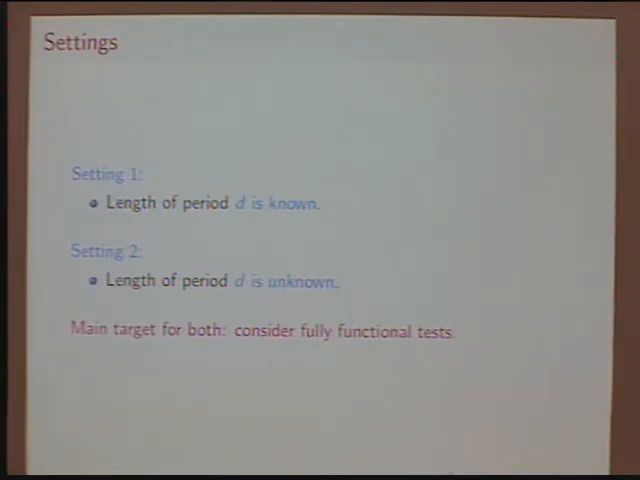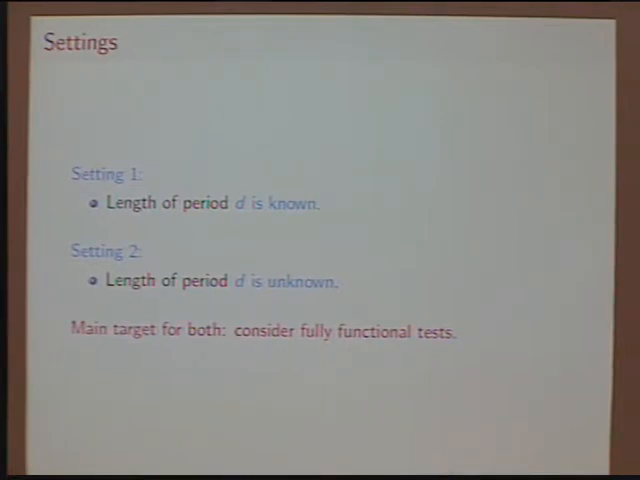And there are two things that we should look at. The first thing is two general settings. The first setting is when the period d is known. This was a first paper which is already published. I will just mention one result, but I will not focus so much on this one. Then one of the referees said, but what if d is unknown?